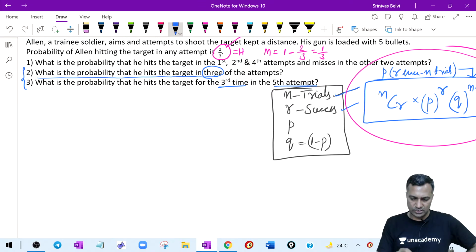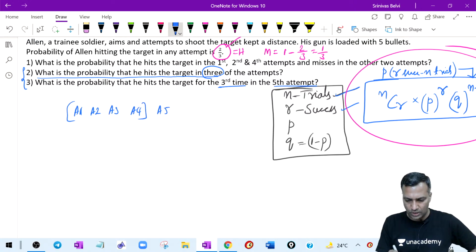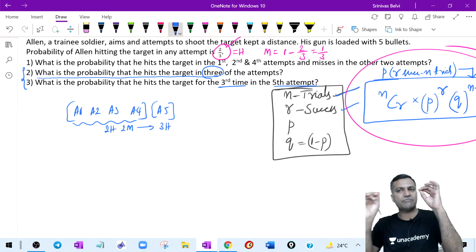What does it mean to us? Listen to this. Aim 1, then the second time, the third time and the fourth time. You have to divide the problem into two parts: the first 4 trials, and then the 5th is a separate one. Between these 4, he should hit exactly 2 times, 2 hits and 2 misses. Only then will he be able to hit for the third time. Then the third hit will come in the 5th trial.